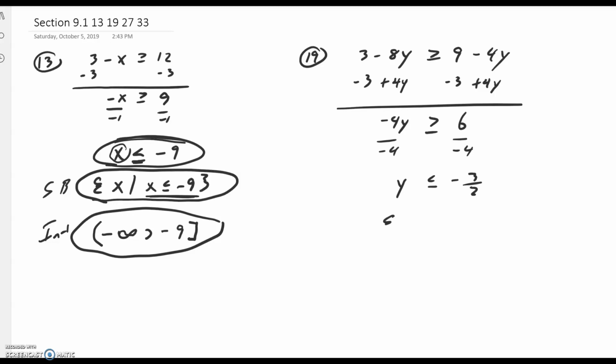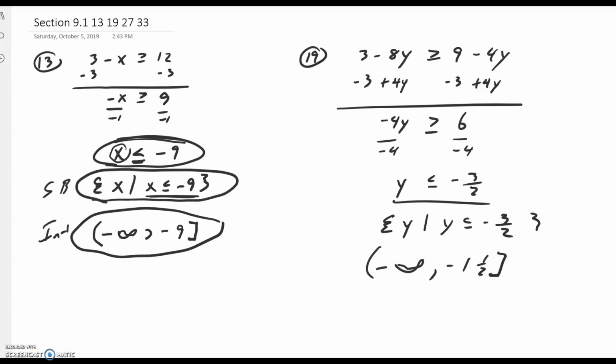So in set builder notation, this would be the set of all y values such that this is true. y is less than or equal to -3/2. In interval notation, we could use the -3/2, but I kind of like it to be -1 1/2. I don't know why, I just sort of do. If you use -3/2, it would be fine. But we want everything less than or equal to it, so we'll use brackets, and it goes left forever again. And so this is the solution in interval notation.